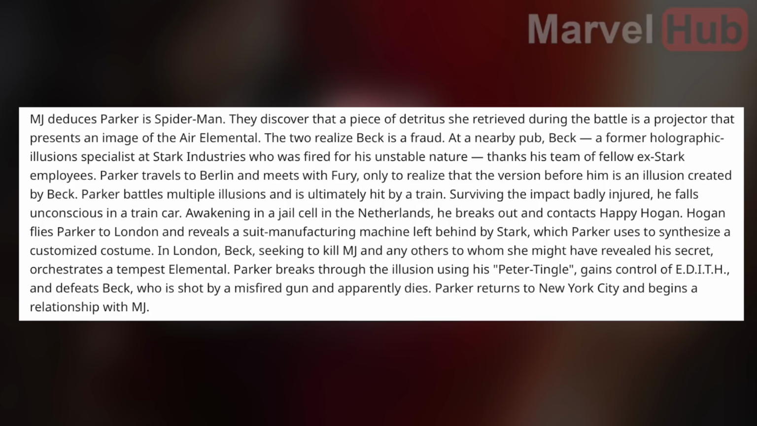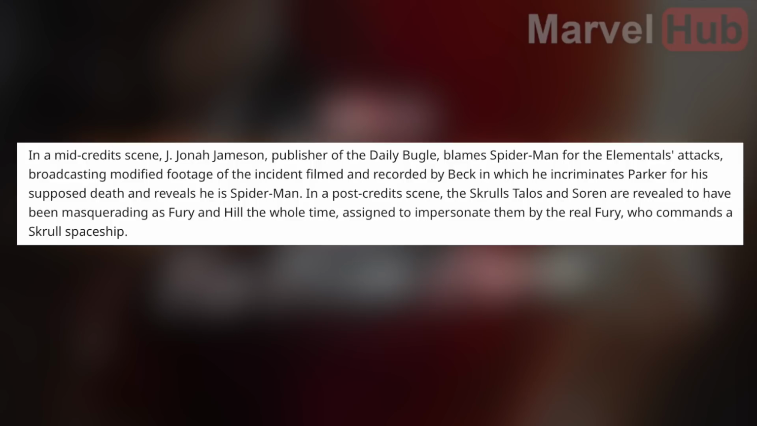Parker breaks through the illusion using his Peter Tingle, gains control of Edith, and defeats Beck, who is shot by a misfired gun and apparently dies. Parker returns to New York City and begins a relationship with MJ. In a mid-credit scene, J. Jonah Jameson, publisher of the Daily Bugle, blames Spider-Man for the Elemental attacks, broadcasting modified footage of the incident filmed and recorded by Beck, in which he incriminates Parker for his supposed death and reveals he is Spider-Man. In a post-credit scene, the Skrulls Talos and Soren are revealed to have been masquerading as Fury and Hill the whole time, assigned to impersonate them by the real Fury, who commands a Skrull spaceship.